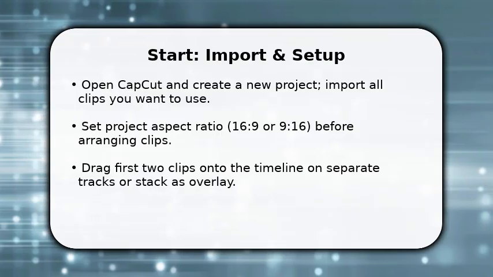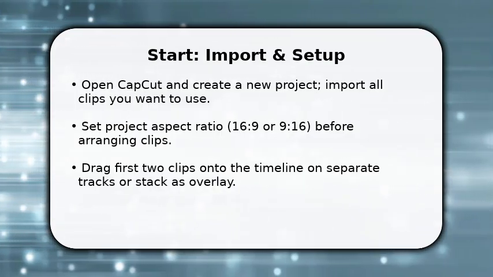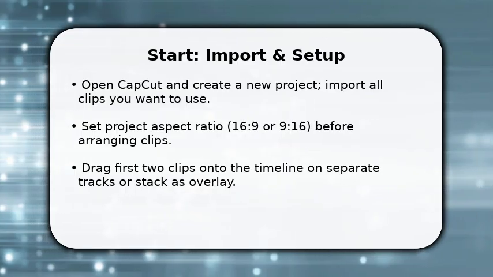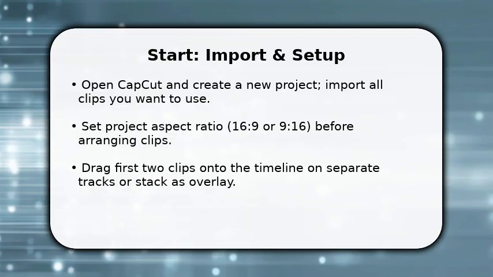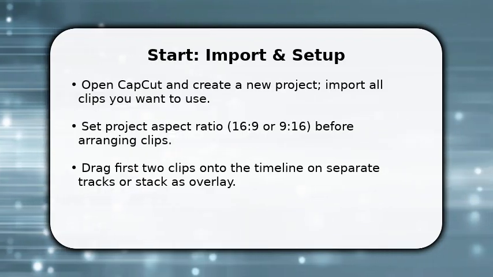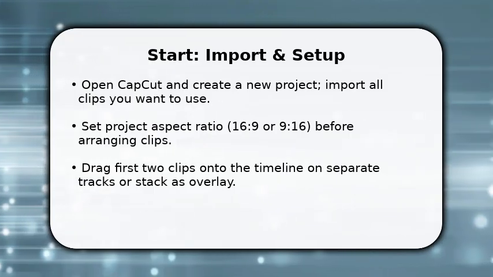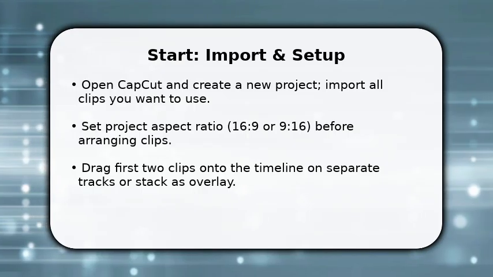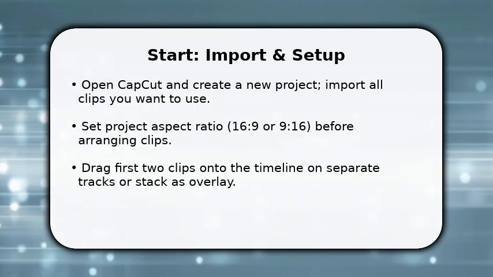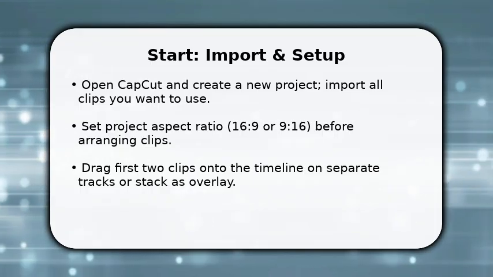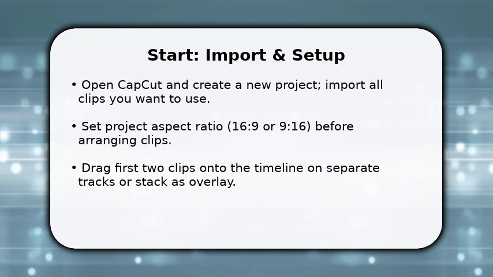You begin by opening CapCut and starting a new project so nothing mismatches later. Import every clip you plan to use, then set the aspect ratio, 16:9 for YouTube, 9:16 for Reels, because framing changes everything. Once done, drag your first 2 clips onto the timeline on different tracks or make one an overlay. This is the first actionable step towards split screen. You do this now so you can resize and position each clip independently in the next step.